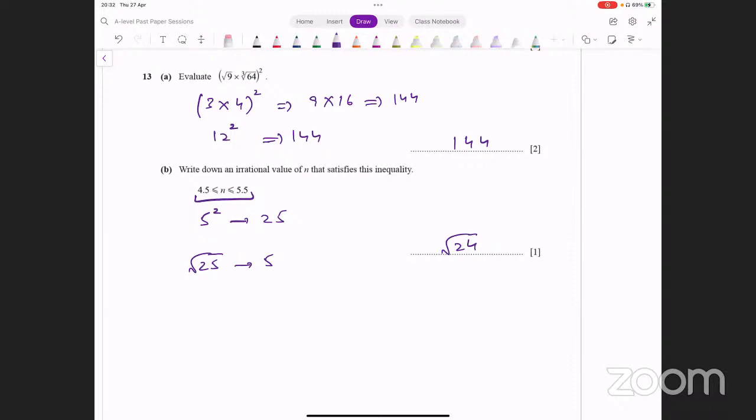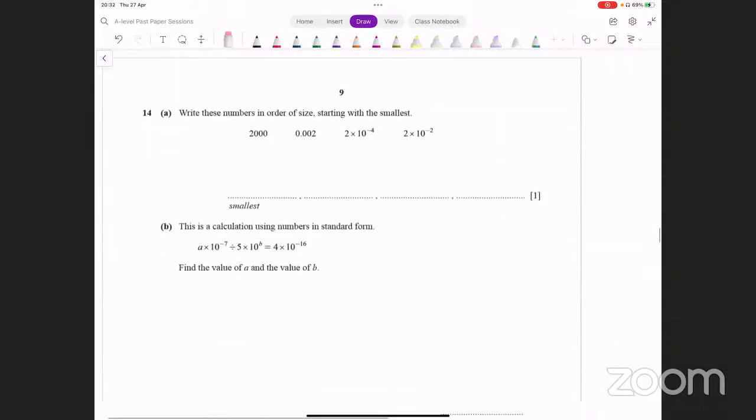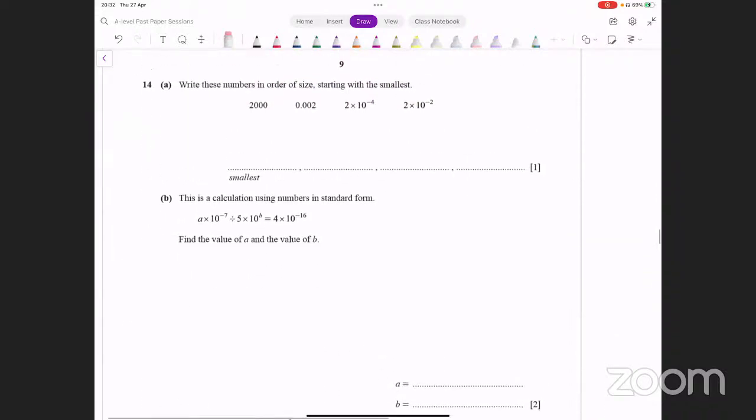तो n की वैल्यू यहाँ पे क्या हो सकती है? You could say square root of 24. This is one possible answer. Okay, ये आपने यहाँ पे लिख दिया. अच्छा, let's move on. It says write these numbers in order of size starting with the smallest. Smallest number से आपने start करना है, इसको order में लिखना है, increasing order में.